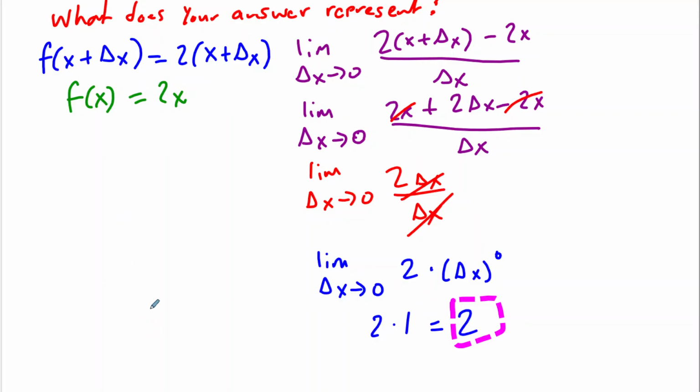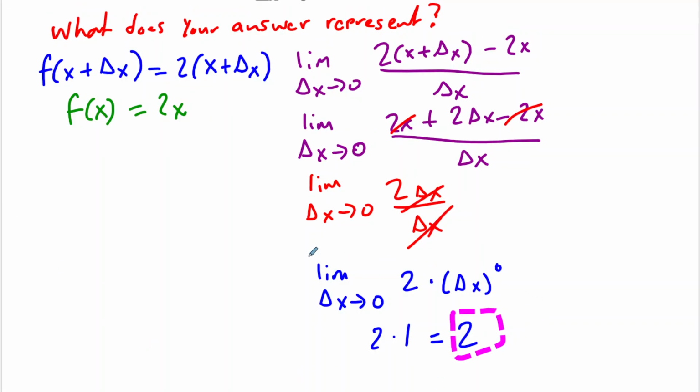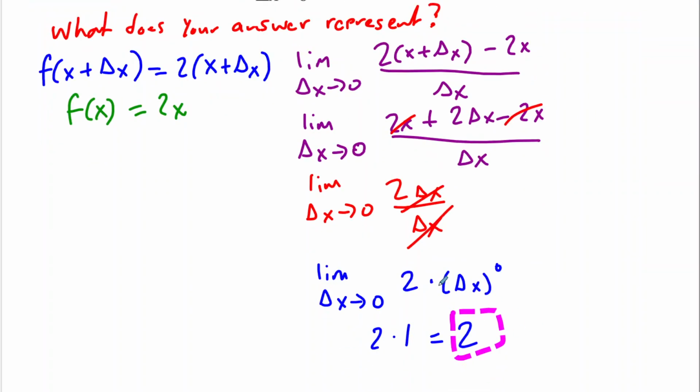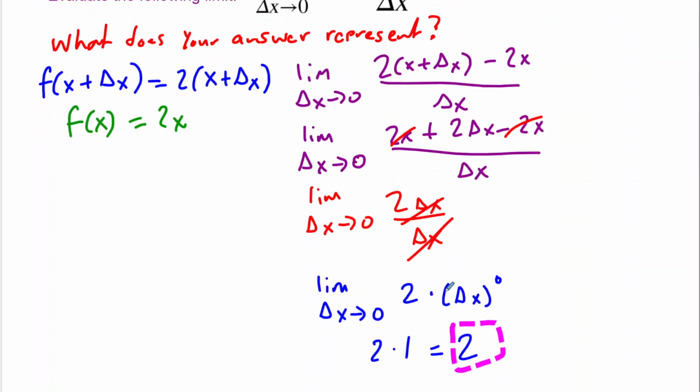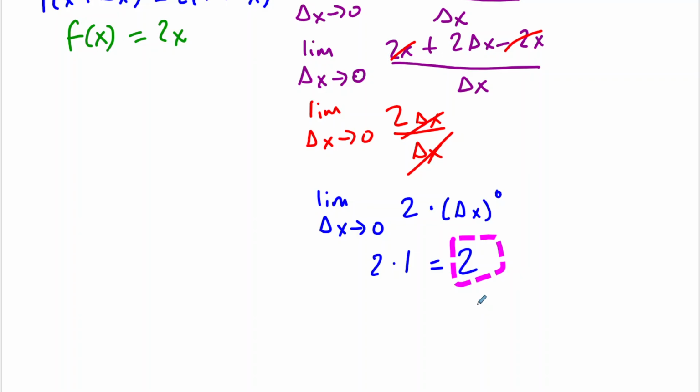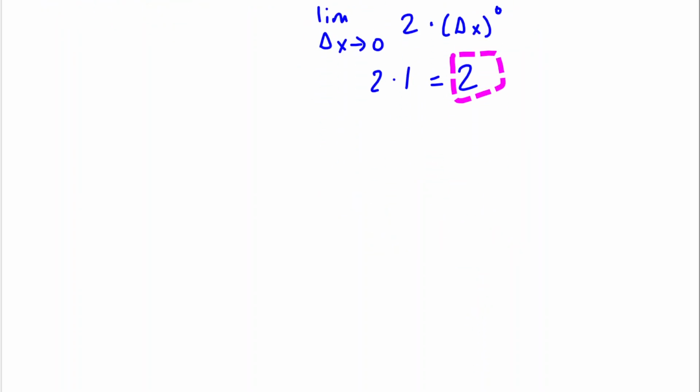Again, we're going to talk a little bit more about prime notation. This f prime of x is just your slope function here. You plug in any x value, in this case, you will get 2. So your slope is always 2. And hopefully this makes sense.